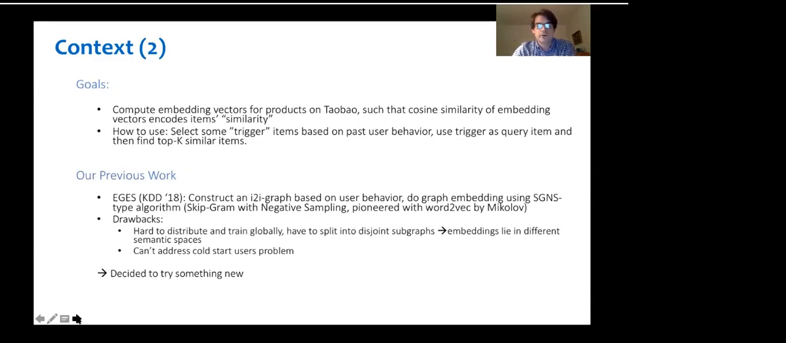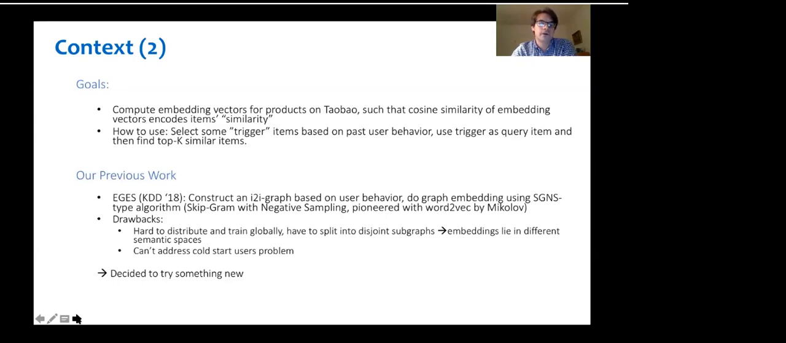So our previous work in this field was the EGES model, which has been presented at KDD 18, which is based on constructing an item-to-item graph and then doing graph embedding using also an algorithm from the skipgram type family. We use here the term skipgram because we're not really dealing with words, but basically this whole approach has been pioneered initially with Word2Vec by Mikolov.